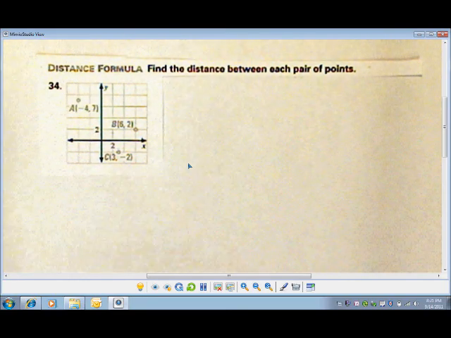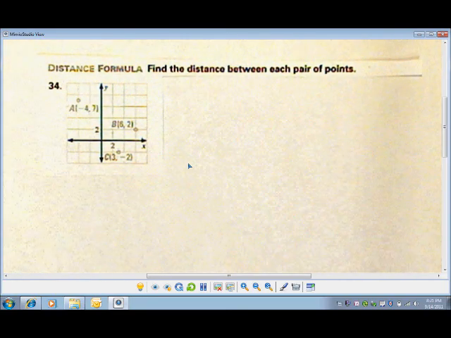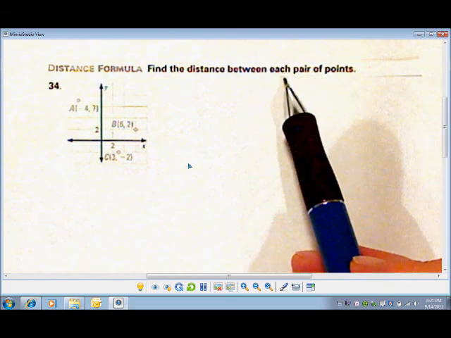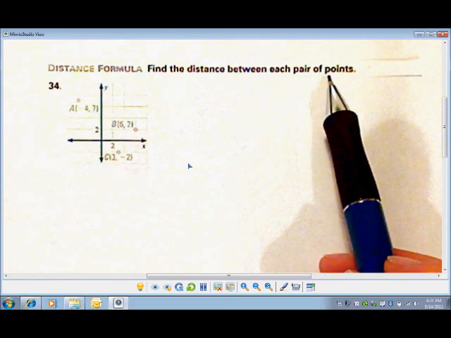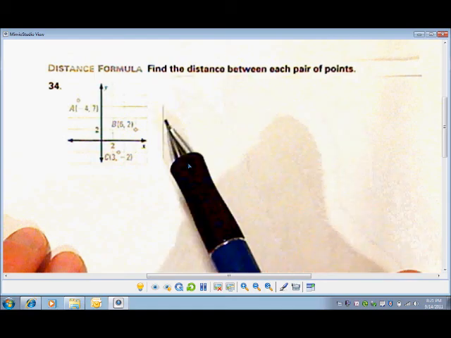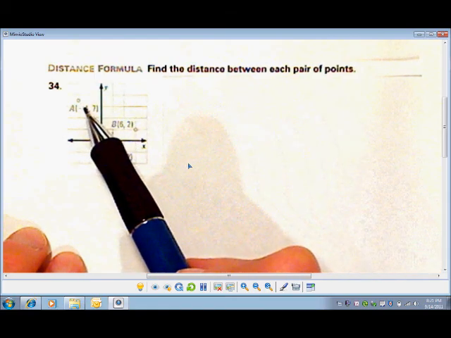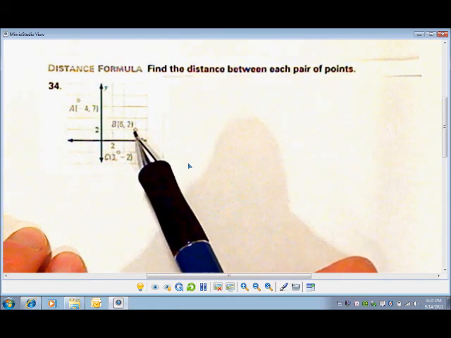Let's examine the distance formula. We want to find the distance between each pair of points. So a pair of points means two. So I have point A, point B, and point C.